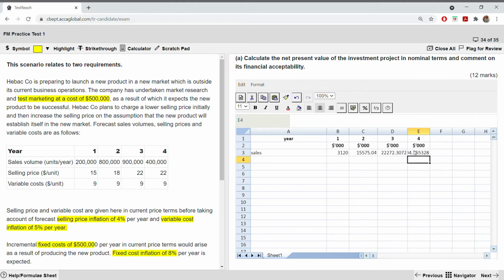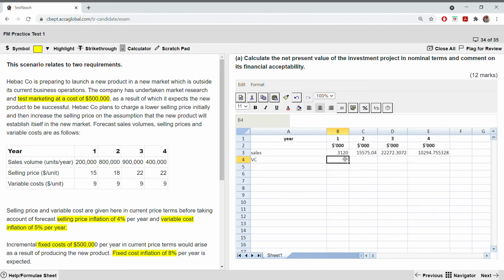You cannot see the number fully, so extend the column. Okay. If you see in the fourth year, it went down. Why? Because your volume went down from 900 to 400. Okay. Next, variable cost. So the next item is variable cost, VC. VC also same way you have to do. Multiply it by the sales volume because variable cost changes with the volume, and take the inflation. Inflation for variable is 5%.